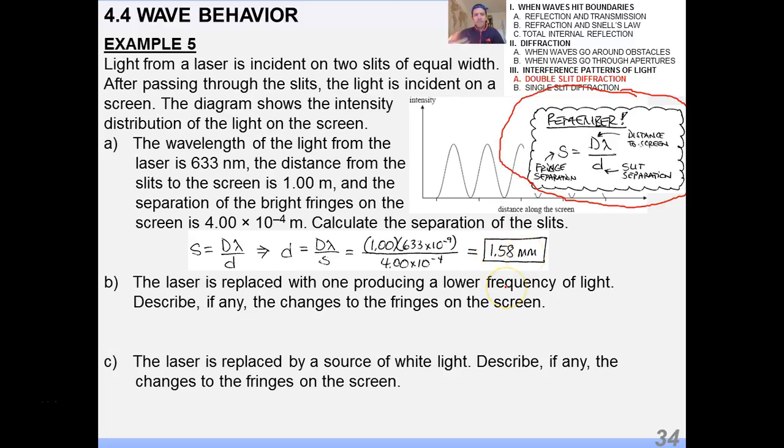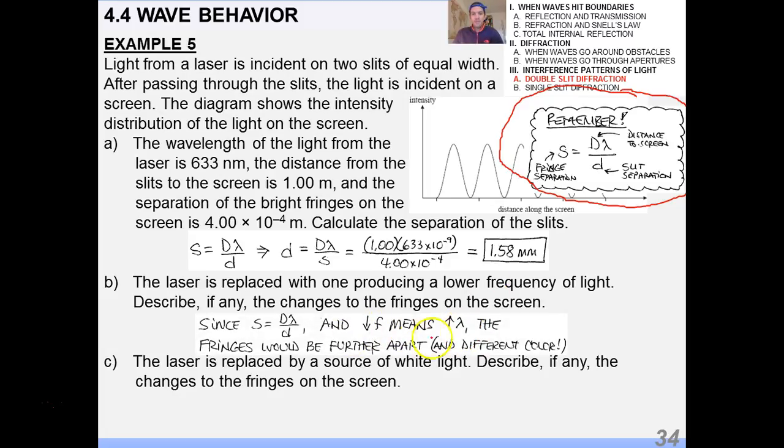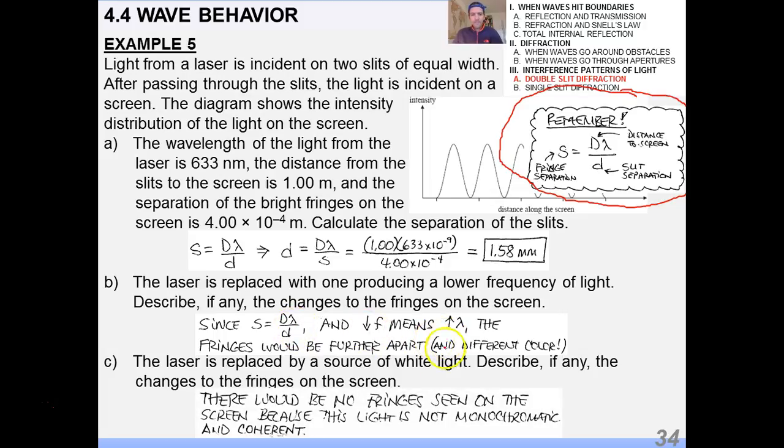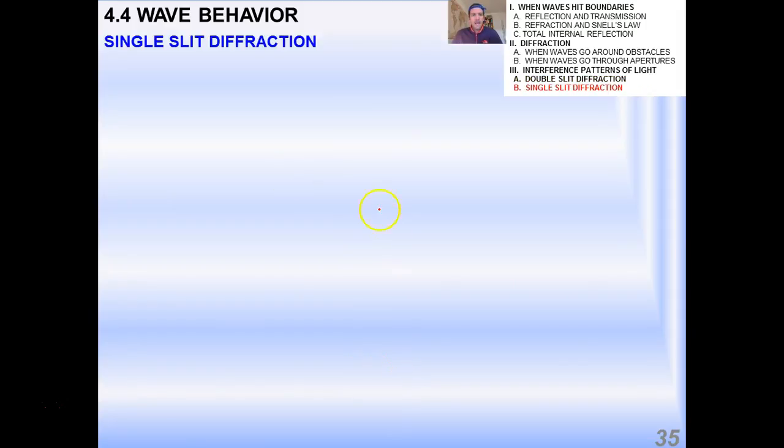Okay? Now, if the laser is replaced with one producing a lower frequency of light, would the fringes be different? Of course they would be. The fringes would be further apart. They'd be spread out. And then a source of white light, kind of a trick question. There would definitely be changes to the fringes on the screen. Mainly, there would be no fringes at all because white light is not monochromatic and it's not coherent, okay? So this is the nature of the kinds of questions that you might be asked, okay?